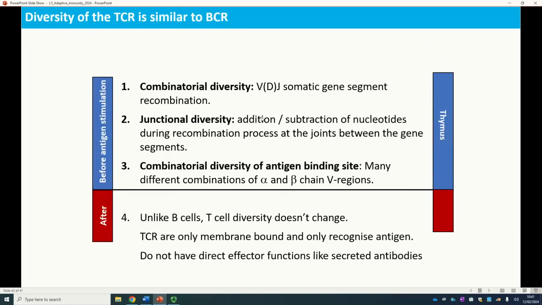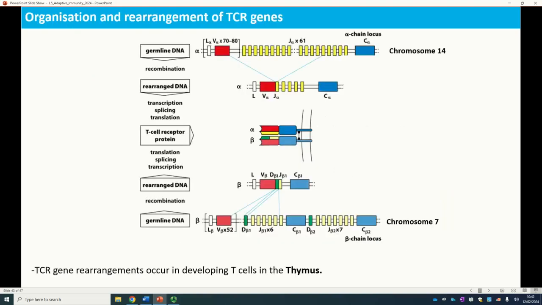Again, it's a similar process, so we've got combinatorial diversity, junctional diversity, and then we're getting further combinatorial diversity by adding together the alpha and the beta chains. But once this is generated to form a T cell receptor, that's it, it's fixed. Unlike the B cell receptor, which has the potential to undergo somatic hypermutation and further change once we get binding of antigen, that's it for the T cell receptor.